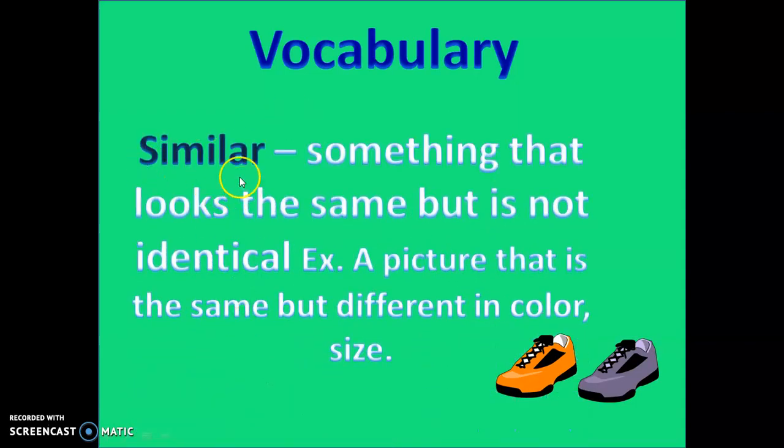Let's talk about the word similar. Something that looks the same but is not identical, meaning not everything is the same. An example for this would be a picture that is the same but different in color or size, so they are similar. This shoe and this shoe are the same size, but their colors are different. This shoe is purple and this shoe is orange, but they both have black laces and they have white on the inside of the shoes. So the shoes are not identical. Not everything is the same, but they are very close, so they are similar.